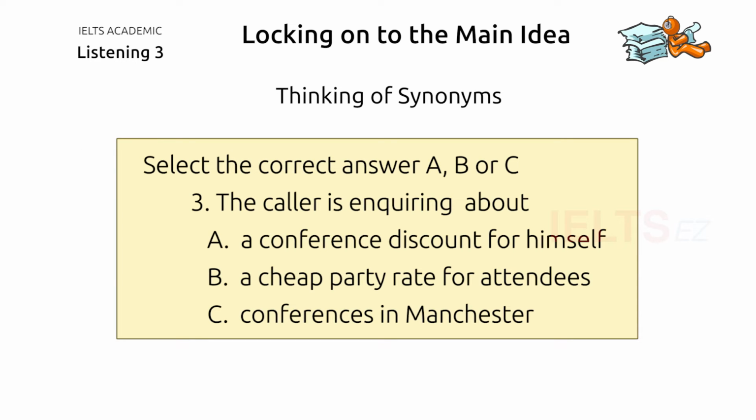You would have noticed that there were a couple of synonyms used for a couple of the key words. Cheap party rate was expressed as special group rate. Attendees was expressed as delegates. The use of synonyms like this occurs all the time in real life. And also in the IELTS listening exam. They'll be used to test how good a listener you are. Be ready for them. They'll often be used to distract you from the real answer, or cause you to doubt if your choice of an answer is correct.